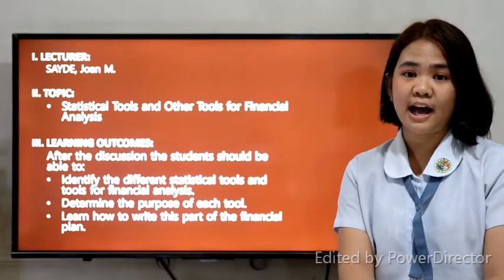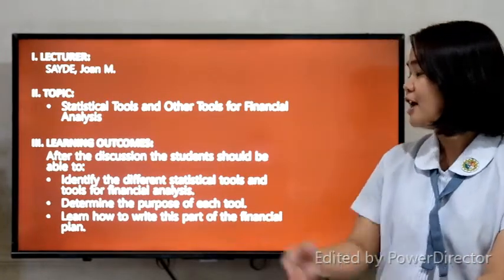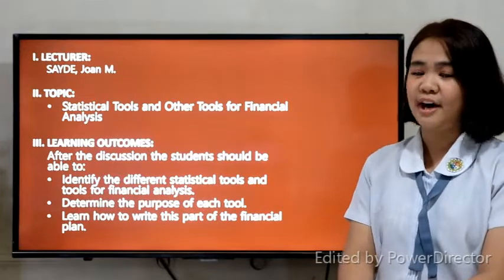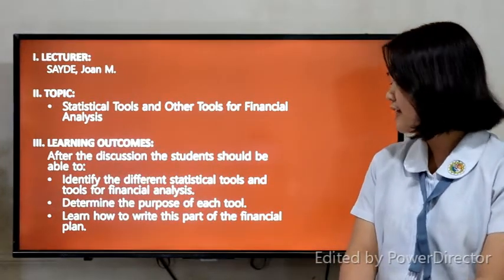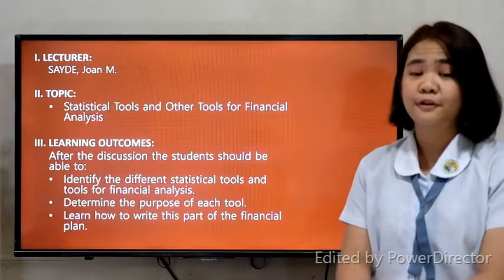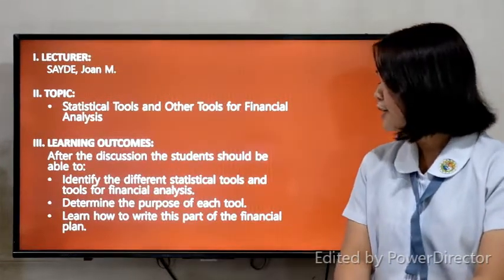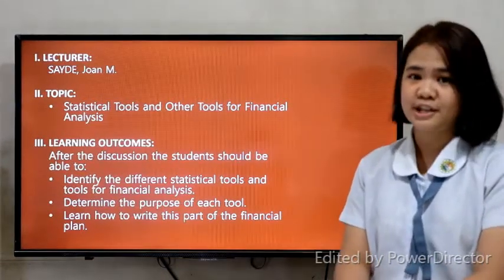As for my learning outcomes, after the discussion, the student should be able to identify the different statistical tools and tools for financial analysis. Next, to determine the purpose of each tool. And lastly, learn how to write this part of the financial plan.